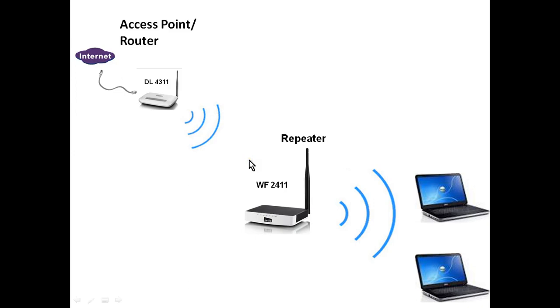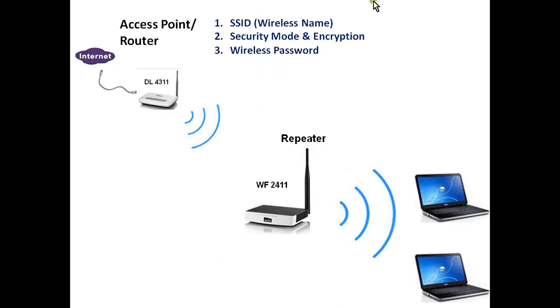Before doing any configurations on this 2411 device, we should have some information about our existing access point or router. That information is: first, the SSID, the wireless name, what is the wireless name of this device; second, the security mode and encryption, what is the security mode and encryption in this device; and third, the wireless password, what is the password of this device.